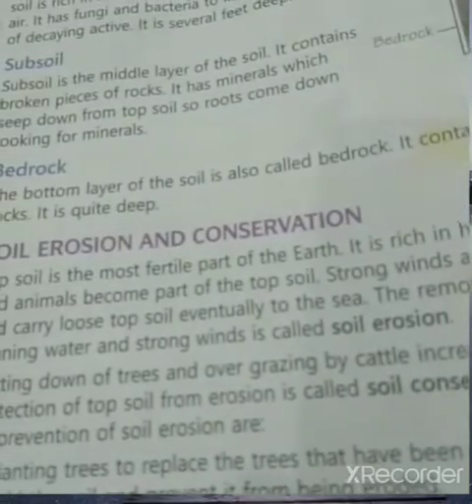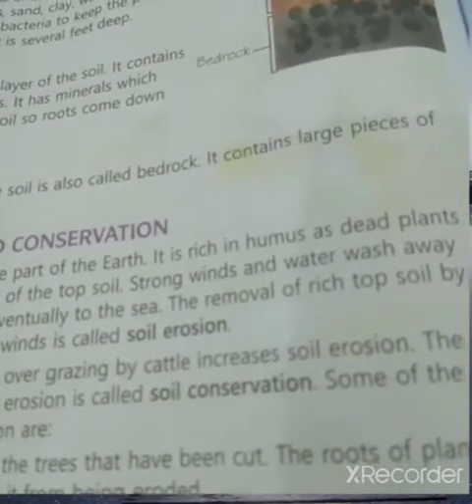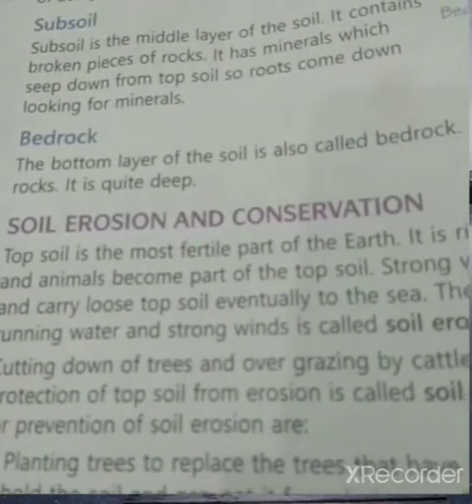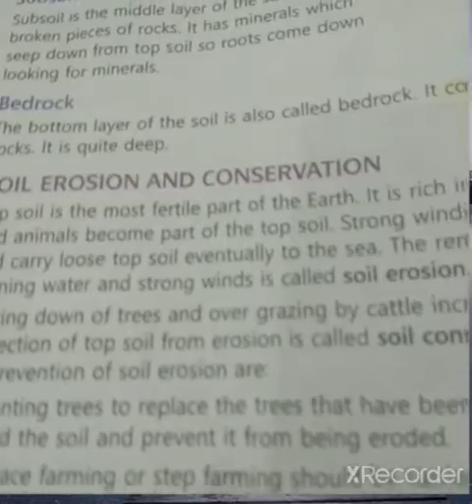Strong winds and water wash away and carry loose topsoil eventually to the sea. The removal of rich topsoil by running water and strong winds is called soil erosion.